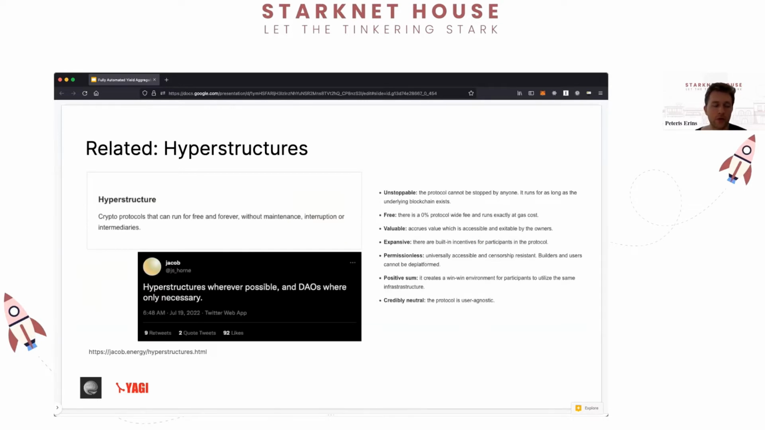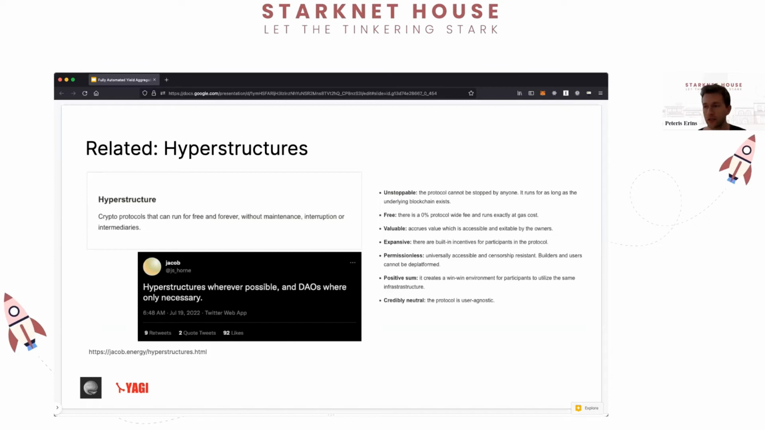Okay, so hyperstructures, what is this term? Some of you may be familiar with it, this came out of the development of the Zora protocol. The idea is that a hyperstructure is a crypto protocol that can run for free and forever without maintenance, interruption, or intermediaries. So we're seeing the trustlessness part there. But there's also a couple of other elements. Hyperstructures are more opinionated about things like being free and having zero fees. They're opinionated about being expansive and having some incentives for other people to integrate with them. So it's a bit more of a niche definition.